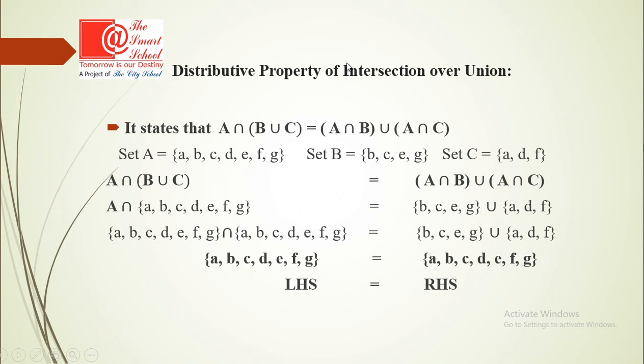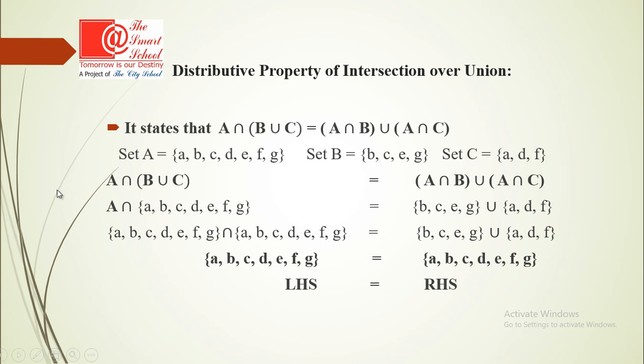Now the distributive property of intersection over union. It states that A intersection (B union C) is equal to (A intersection B) union (A intersection C). Now set A is A, B, C, D, E, F and G, set B is B, C, E and G, and set C is A, D and F.